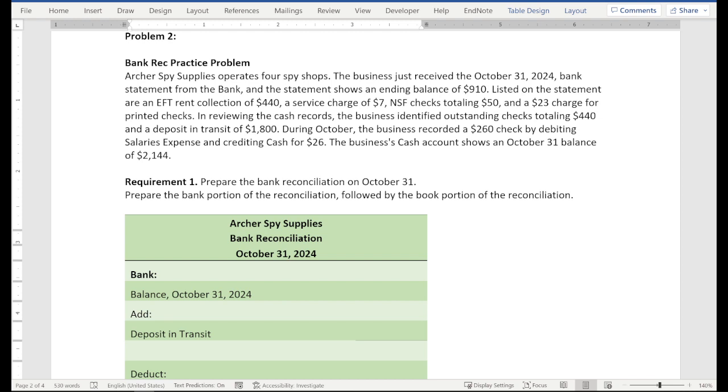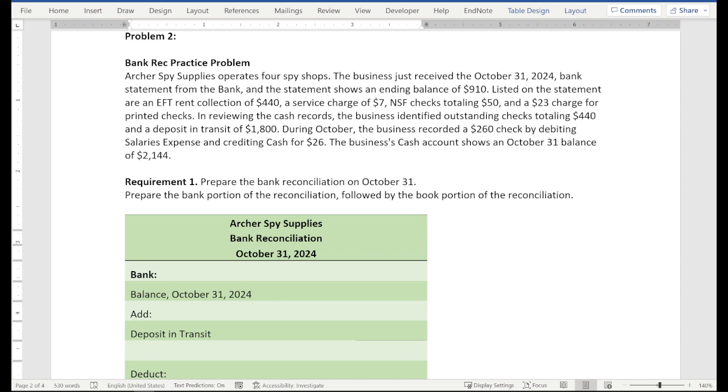In reviewing the cash records, the business identified outstanding checks totaling $404 and a deposit in transit for $1,800. During October, the business made an error. They recorded a $260 check by debiting salaries expense and crediting cash for $26. So they left off a zero. The business cash account shows an October 31st balance of $2,144. So we're going to go ahead and prepare this bank statement, and I'll go through all these items that were in that paragraph as we start adding them to our bank rec.